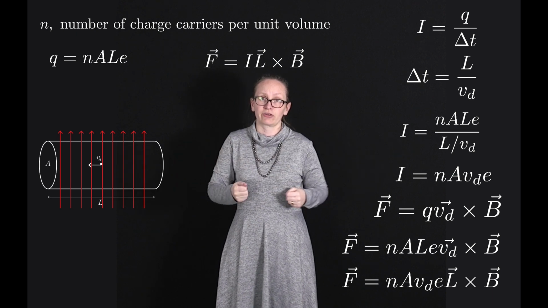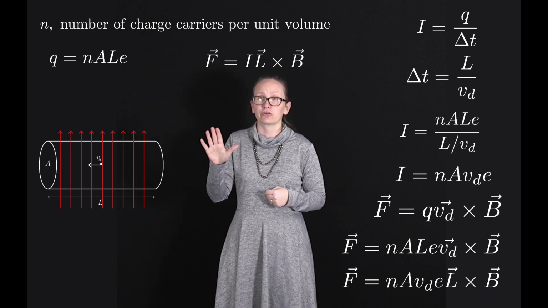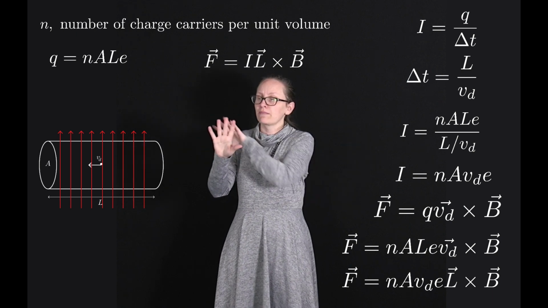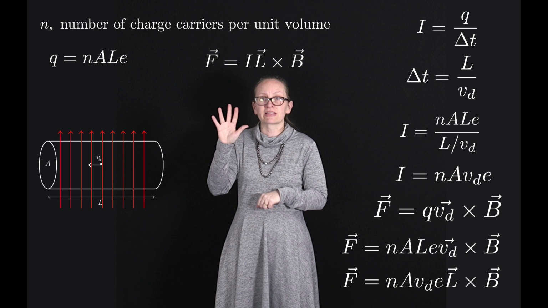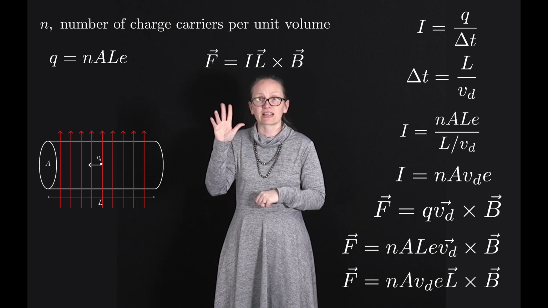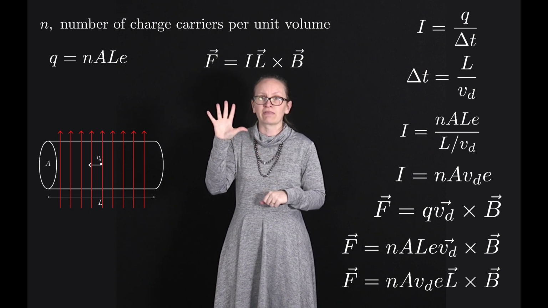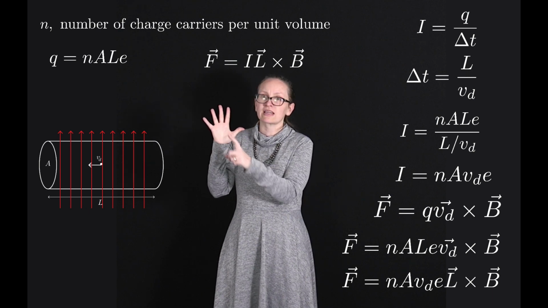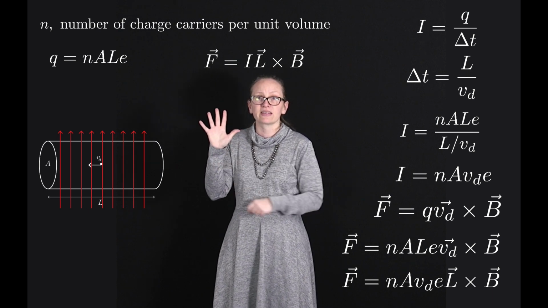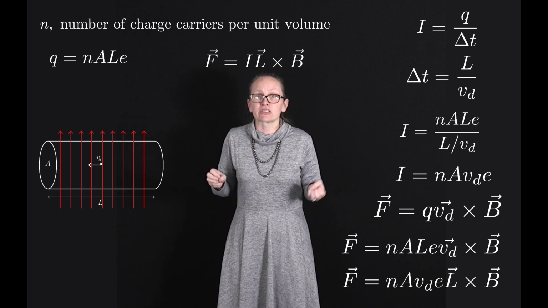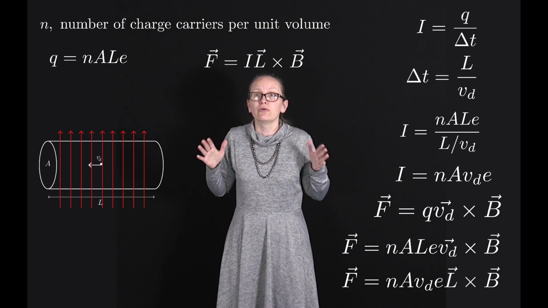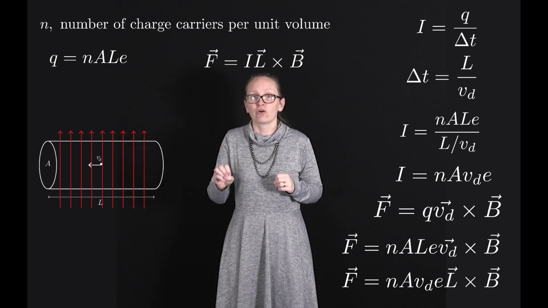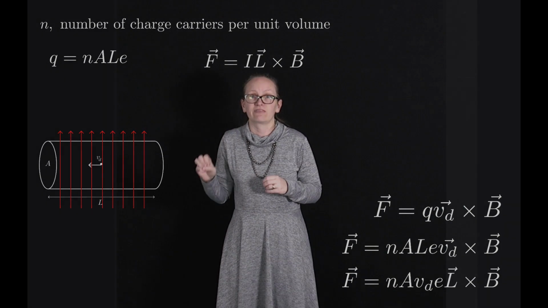Again, this is a cross product, so we can use our right hand rule to work out the direction of that force. In this rule, the fingers once again represent the magnetic field lines because there's lots of them. Our thumb now represents the direction of the conventional current, and the force is out the palm of our hand. So let's have a look at a demonstration now where we'll show that a current carrying wire does indeed feel a force inside a magnetic field.